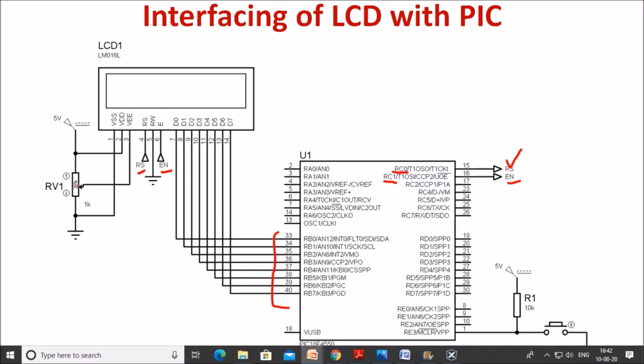This pot is connected to vary the brightness of this LCD. The reset circuit and the clock circuit can be connected to this PIC microcontroller, but we are interested in the data bus, enable terminal and RS terminal. Using this interfacing diagram, we can write a program to display a string on this LCD.